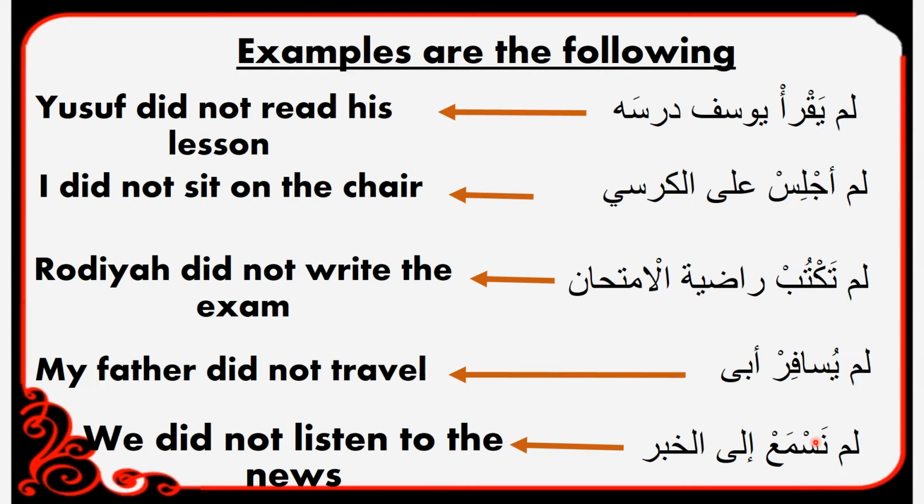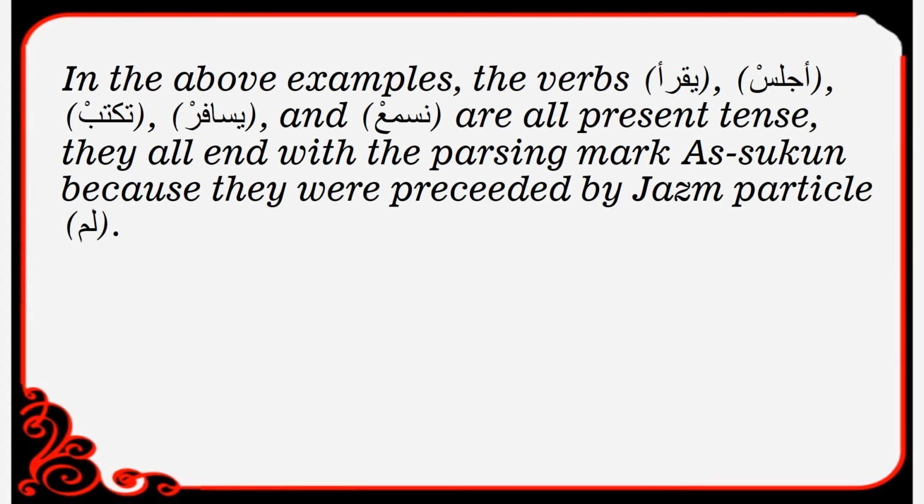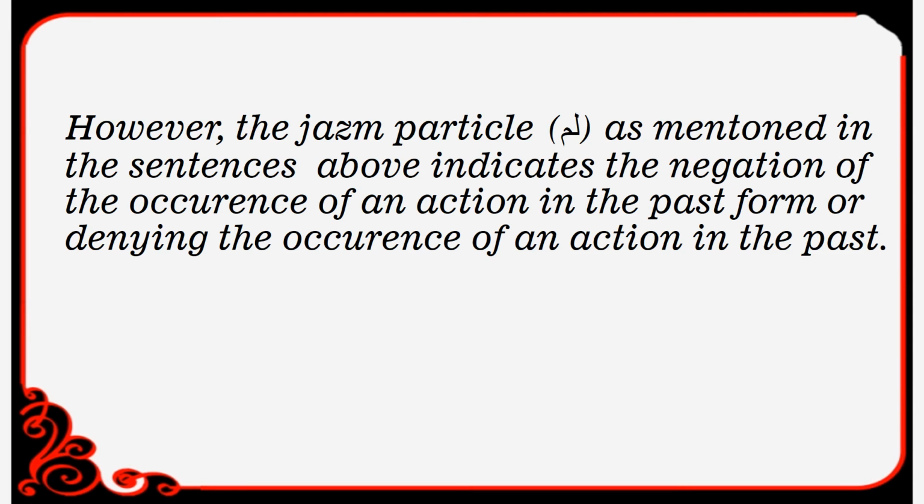The reason why these verbs of fi'l mudari are taking sukoon is because of lam, and lam is used to negate the occurrence of an action. In the above examples, the verbs yaqra, ijlis, taktub, yusafir, and nasma are all present tense. They all end with the parsing mark as sukoon because they were preceded by Jazm particle lam. However, the Jazm particle lam, as mentioned in the sentences above, indicates the negation of the occurrence of an action in the past form, or denying the occurrence of an action in the past.